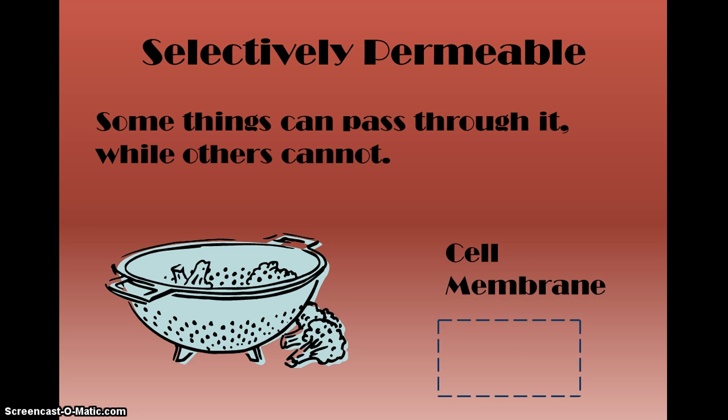The cell membrane is the same way. If you remember, the cell membrane controls what can enter and what can exit. And it does that primarily through the use of little holes that are in that membrane, or pores.